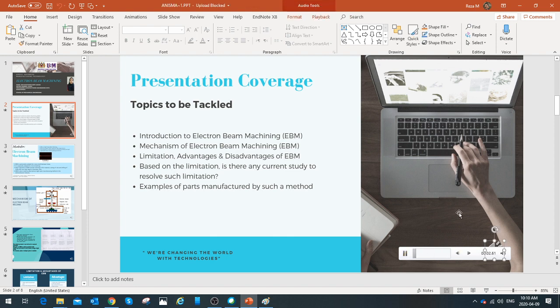Okay, this is the presentation coverage. Topics to be tackled are Introduction to Electron Beam Machining, Mechanism of Electron Beam Machining, Limitations, Advantages and Disadvantages of EBM. Based on the limitations, is there any current study to resolve such limitations? Examples of parts manufactured by such a method.